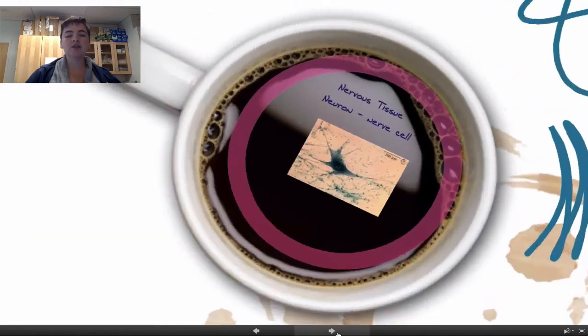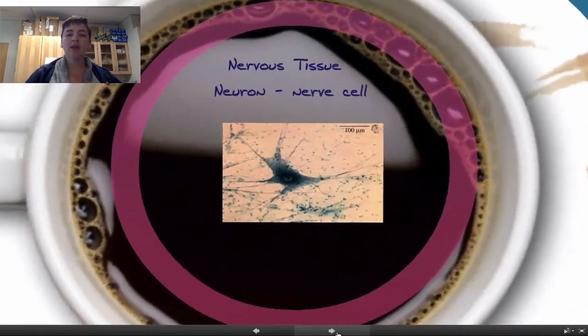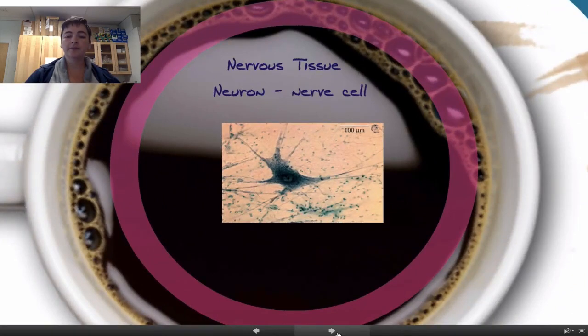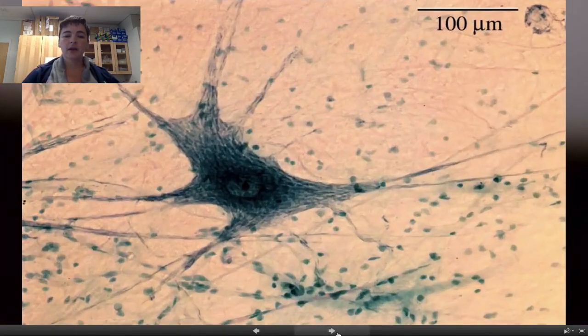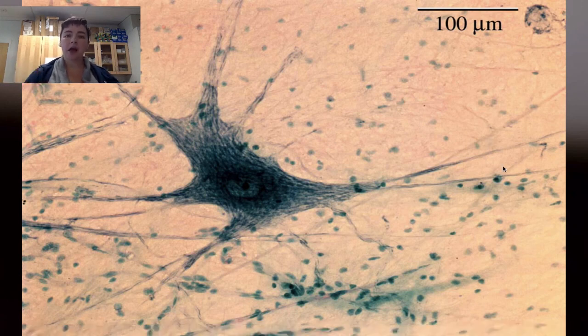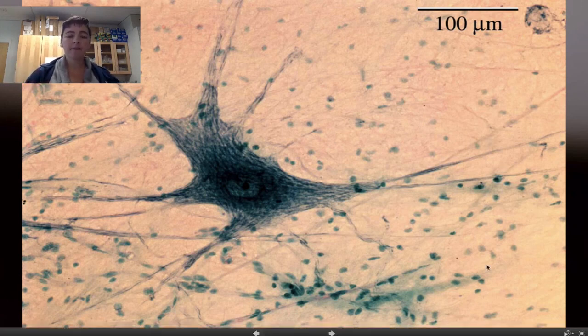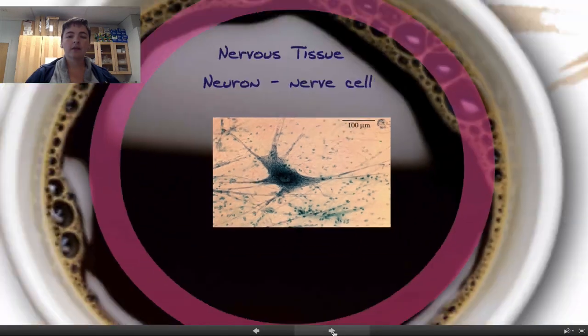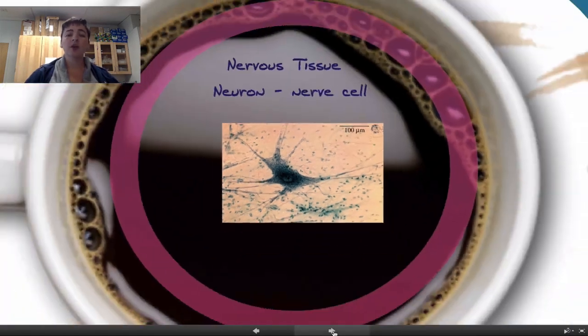The last type of tissue is nervous tissue. A neuron is a nerve cell. It has a nice cell body in the middle and then extensions extending out. One extension is going to be sending the message along. The other extensions are going to be picking up messages. Also within nervous tissue are neuroglial cells. Neuroglial cells are support cells for that.